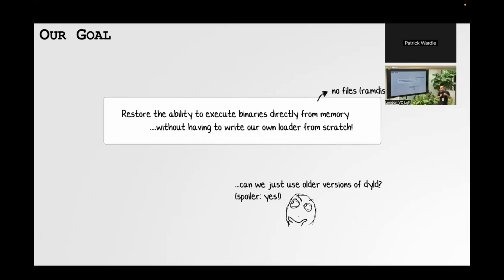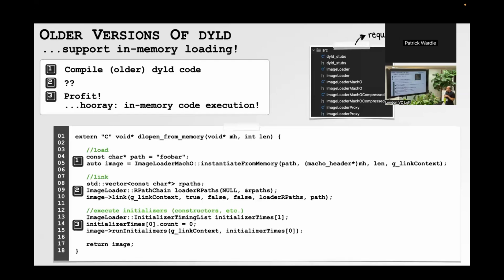So after reading all this and trying the RAM disk stuff, I took a step back and said, you know what, I want something a little simpler, and I want to restore the ability to execute binaries directly from memory without having to write my own loader, without having to patch the loader, without resorting to any of these hoops. And then I had this shower thought: can I just use an older version of DYLD? Spoiler, yes. This is the most important slide, but it's also the simplest slide. It's an elegant solution in its simplicity.